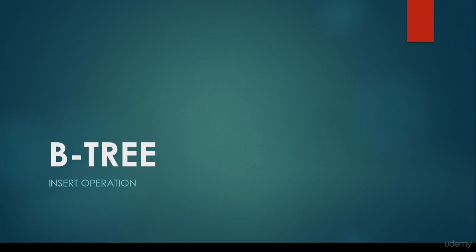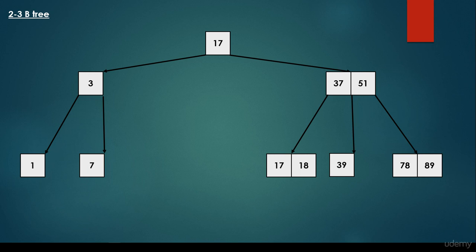Hi, in this video we are going to talk about how to insert items into a B tree. So let's get started. As we have discussed earlier, one of the most popular B trees is the so-called 2-3 tree. What does it mean? It means that every node can contain at most 2 items or 2 keys, and every node can have at most 3 children. And this is the case here.